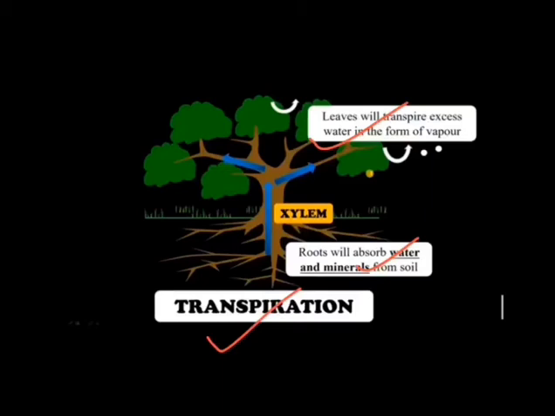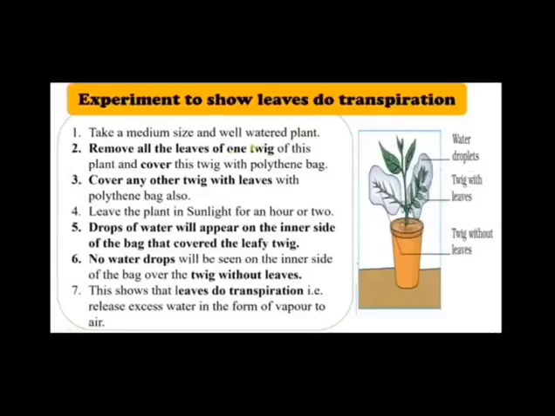So now we have to do an experiment to show that leaves do transpiration. What we have to do is take a medium size and well watered plant, remove all the leaves of one twig of this plant and cover this twig with a polythene bag, like this. So here you have removed all the leaves of this twig and you have covered the twig with the polythene bag.